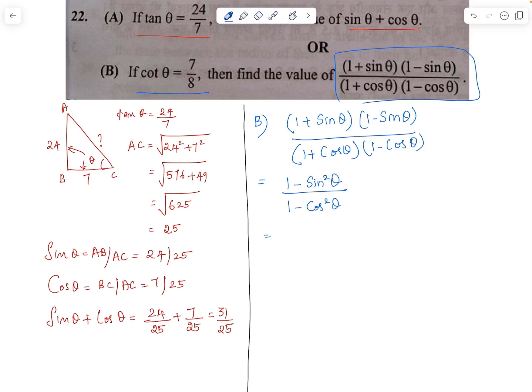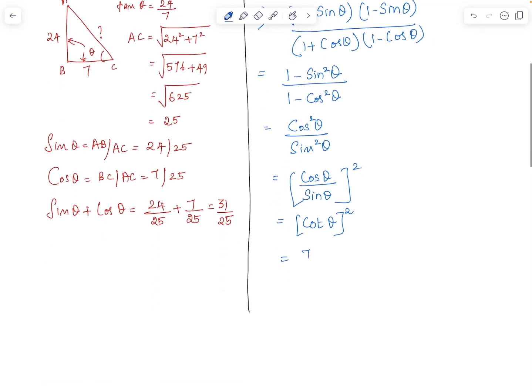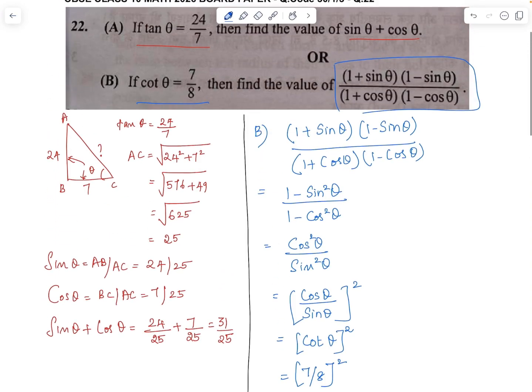1 minus sin square theta is cos square theta, and 1 minus cos square theta is sin square theta, which can be written as cos theta upon sin theta the whole square. Cos upon sin is cot, so cot theta square. Cot theta is 7 upon 8 the whole square, which is 49 upon 64. So this is the answer for this expression.